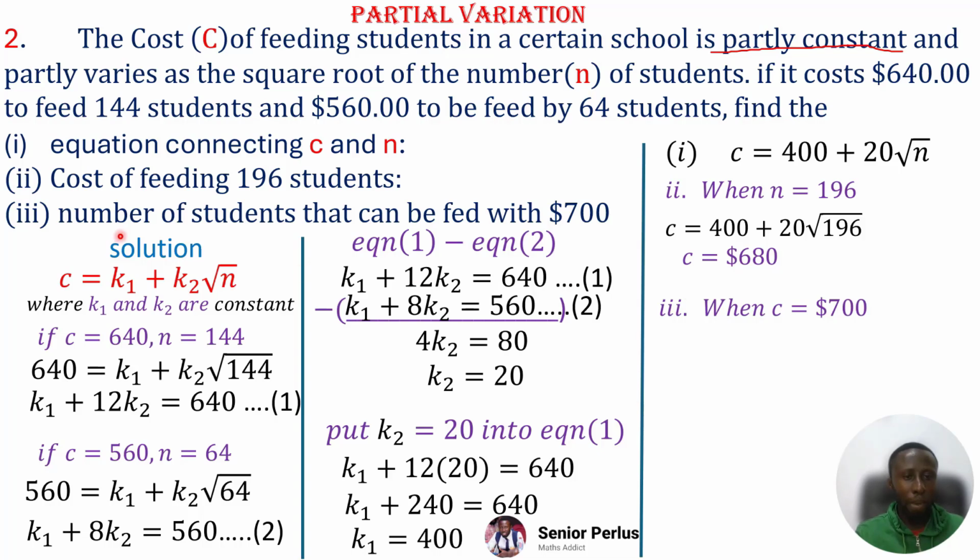Part two: the number of students that can be fed with $700. So that's the C, that's the cost, okay. So we want you to find the number of students. The same here, you're given the C, you have to find the number of students. So you just substitute the C there, then you make N the subject.